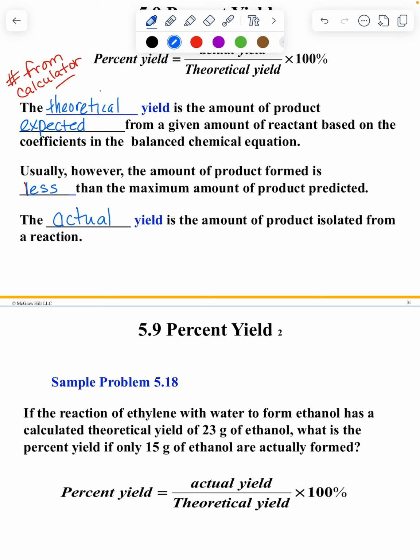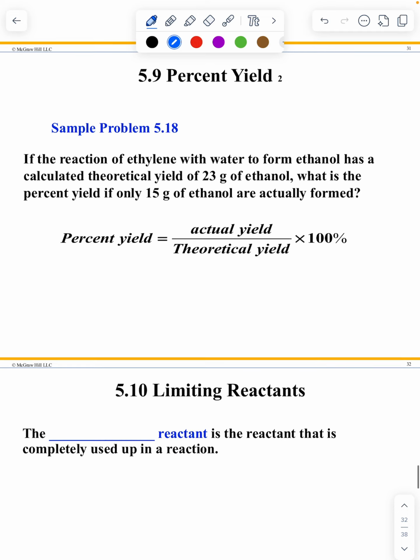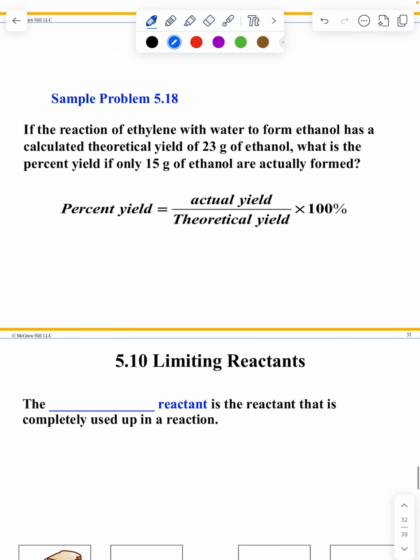It says, in the reaction of ethylene with water to form ethanol, this has a calculated theoretical yield of 23 grams of ethanol. What is the percent yield if only 15 grams of ethanol was actually formed? And so we can set up our equation. So percent yield is equal to actual yield, and our actual yield was 15 grams, divided by the theoretical yield, which was 23 grams. And since we want a percent, we want to multiply by 100%. And we get a percent yield of 65%.